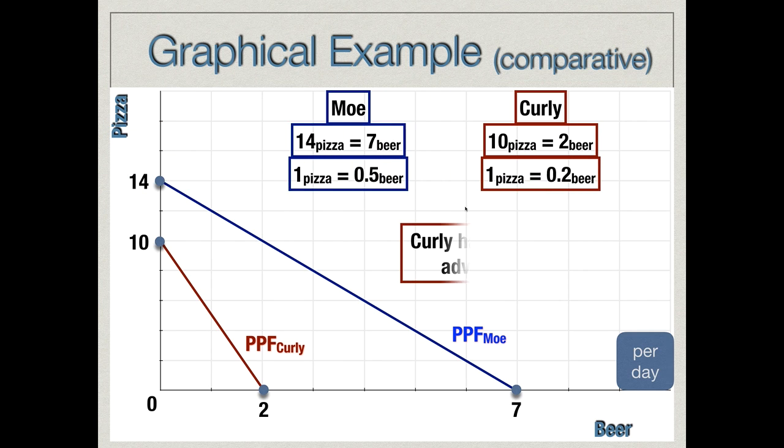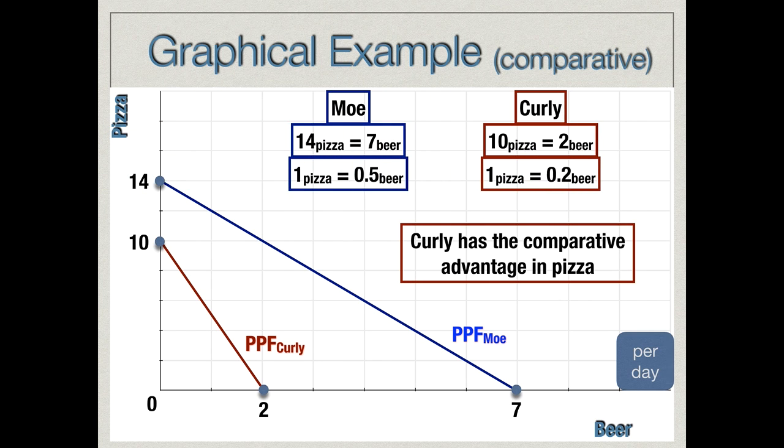We do the same thing for Curly. Curly can produce 10 pizzas in a given day, and in doing that, Curly forgoes 2 beers. So the opportunity cost of 10 pizzas is equal to 2 beers. Again, if we want to know what the opportunity cost of producing a pizza for Curly is, we divide both sides by 10 so that we get 1 pizza is equivalent to 0.2 beers.